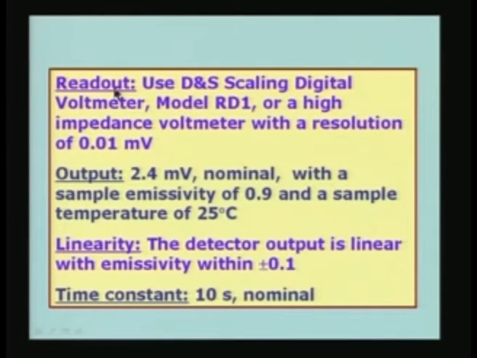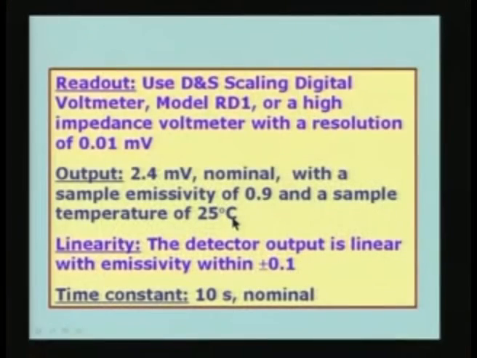It is a readout type instrument, that means that you use the D&S scaling digital voltmeter, model RD1. If you use that, or a high impedance voltmeter with a resolution of 0.01 millivolts is required. The output is 2.4 millivolts nominal with a sample emissivity of 0.9. That means if you use a high emissivity sample, the output of the instrument is 2.4 millivolts at a sample temperature of 25 degrees, which is what we have taken in this particular case.